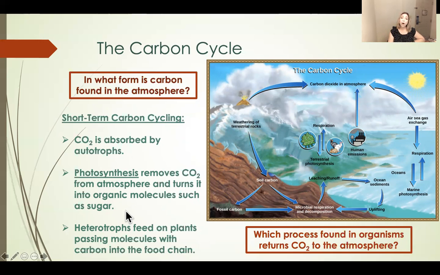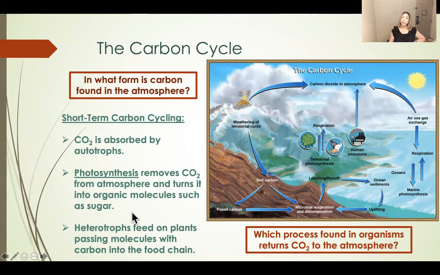Photosynthesis removes that carbon dioxide from the atmosphere, and along with water and energy from the sun, it is used to make sugar and oxygen. Remember, autotrophs are also called producers, and they are the bottom of our trophic levels, right? Without producers, the ecosystems could not function.